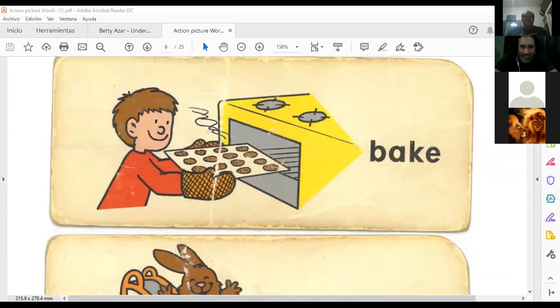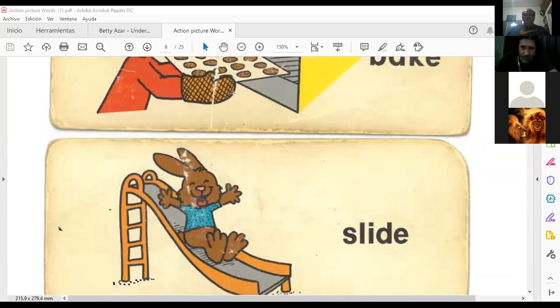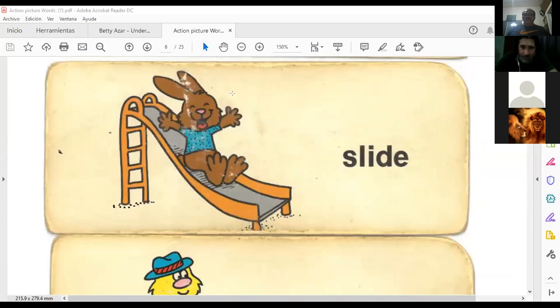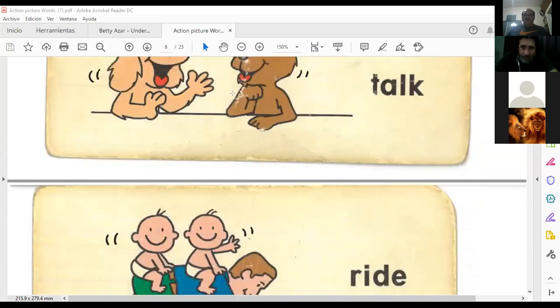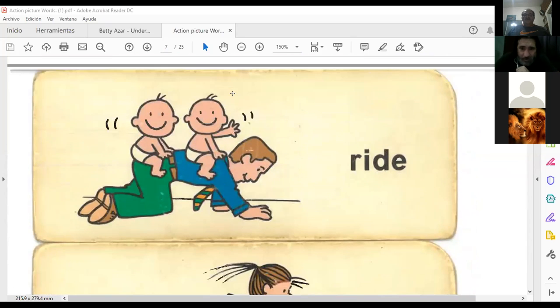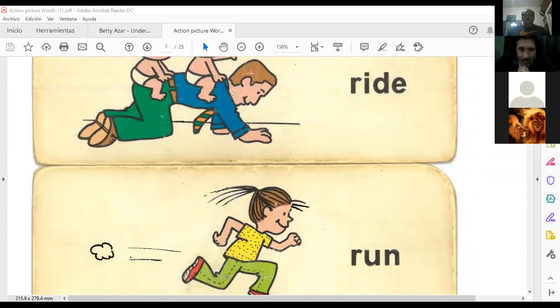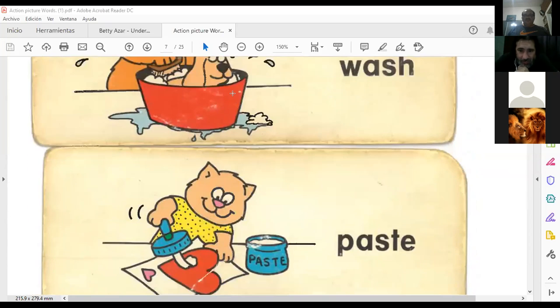Bake. Okay, have you ever baked a cake? Have you ever baked cookies? Have you ever baked a turkey? I baked a cake. Have you ever baked a turkey for Christmas? Okay, then we have slide, and then you have walk, talk, ride, rode, ridden, run, wash.